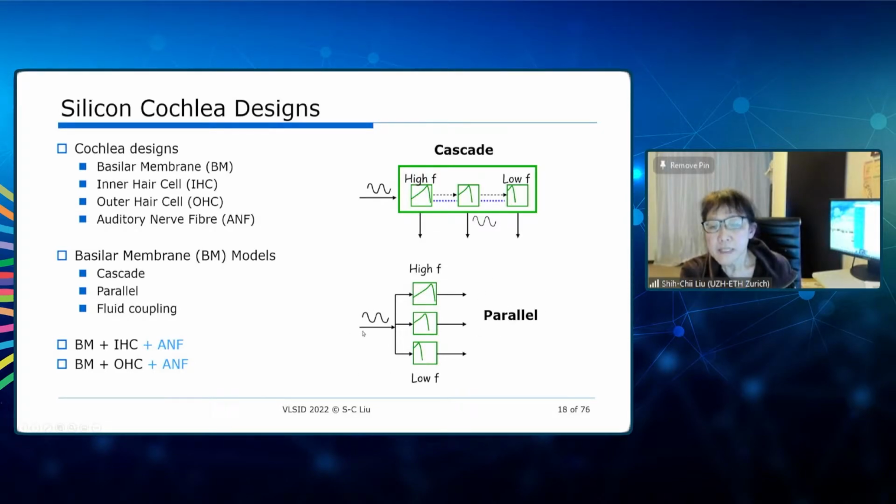The other architecture that's also used is what we call a parallel architecture. In this case, the input sound goes to a set of bandpass filters, and they have different center frequencies, going from high frequencies down to low frequencies.